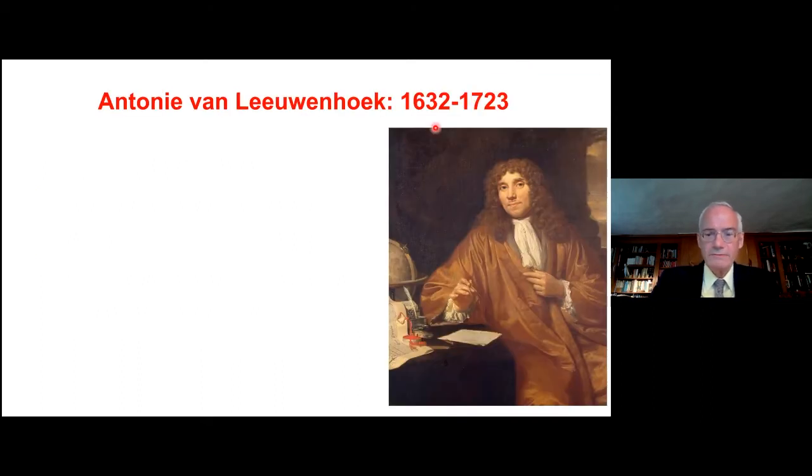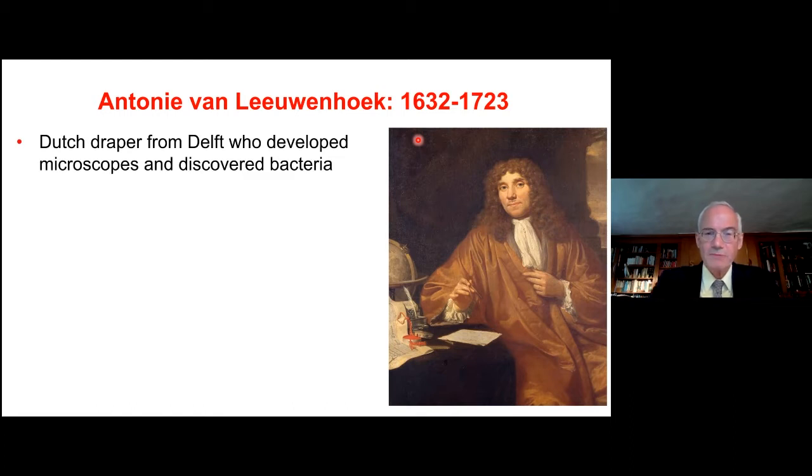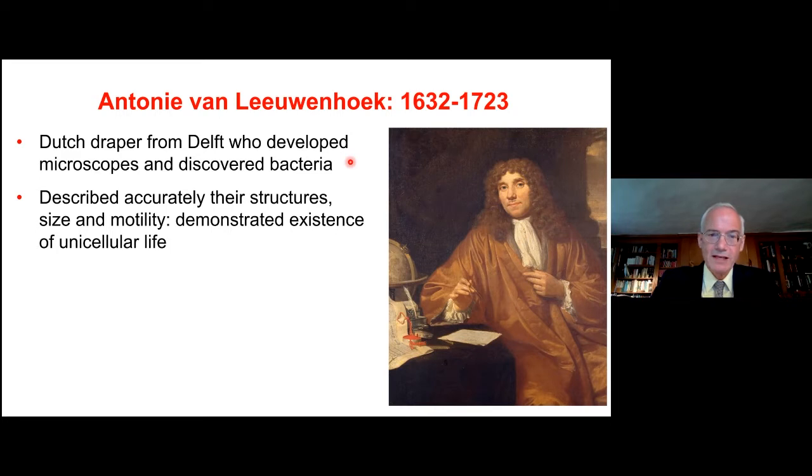So van Leeuwenhoek was a Dutch draper. He came from Delft and he developed microscopes. And it was that made him famous because with them, he was able to discover bacteria. And he described most accurately the structures of bacteria, the cocci, the rods, and their sizes, and also their motility. And the accuracy of his measurements has really been astonishing and has been confirmed by more modern investigations of bacterial size and structure.